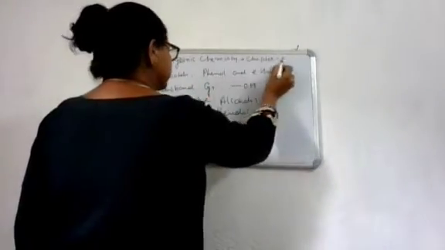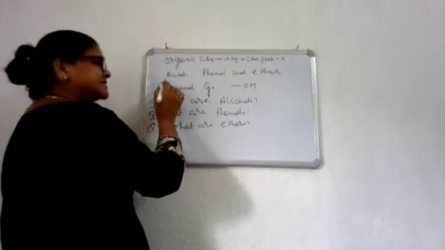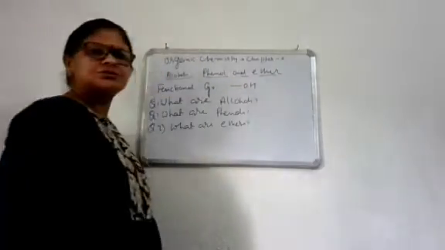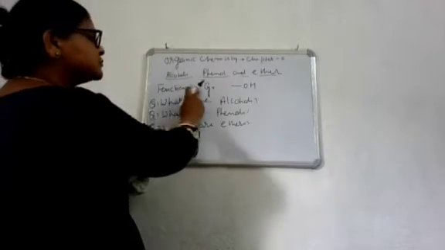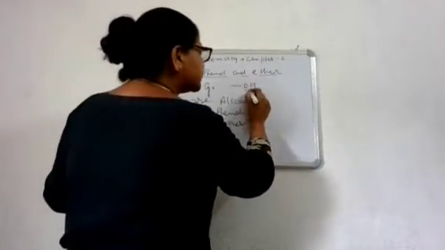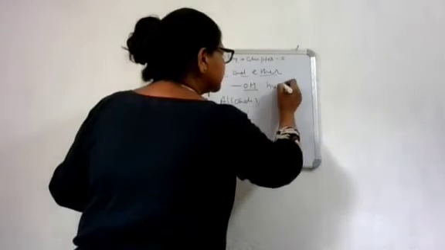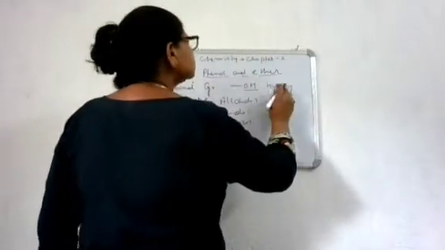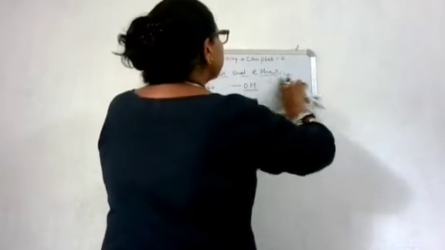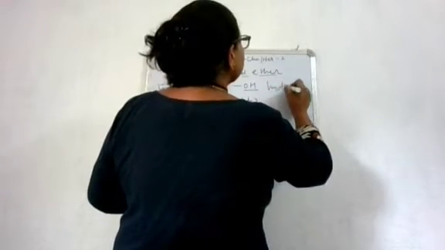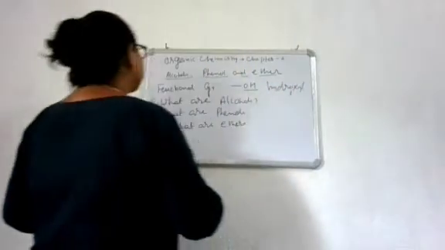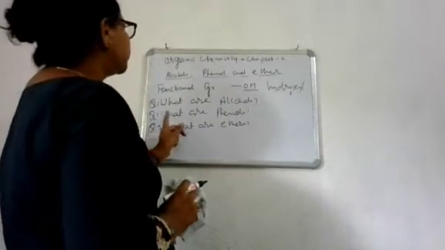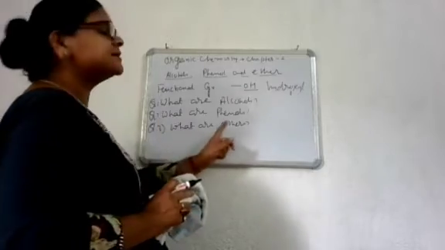Organic Chemistry Chapter 2. Today I am going to deal with alcohols, phenols and ethers. So students, the functional group is OH. It is called the hydroxyl group. So the question arises: what are alcohols, what are phenols and what are ethers?